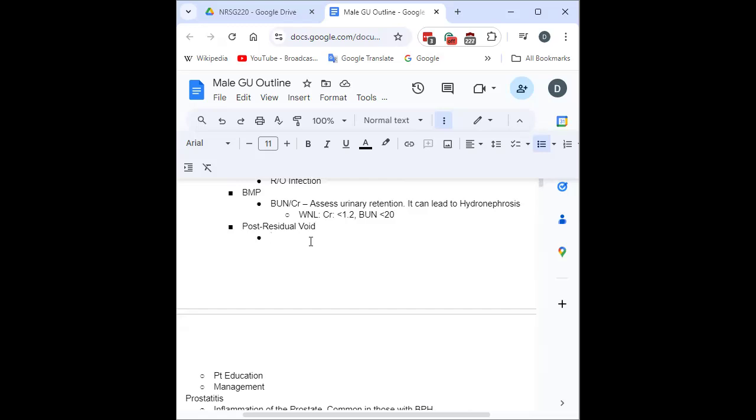You can call the doctor and have an order for a Foley catheter being placed. And how do you find that one? How do you find the post-void residual? What can you do to get that?